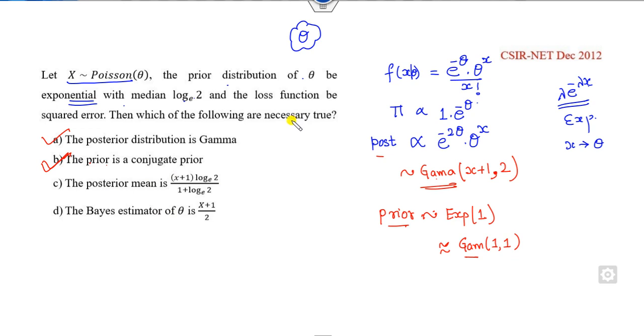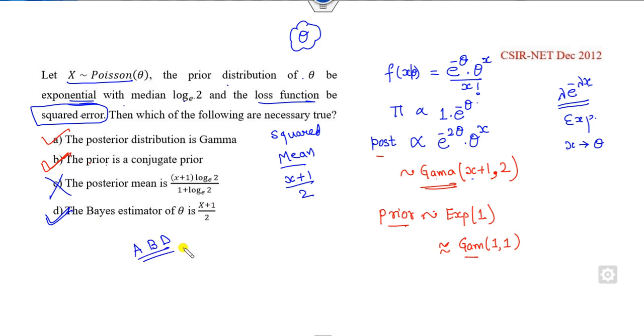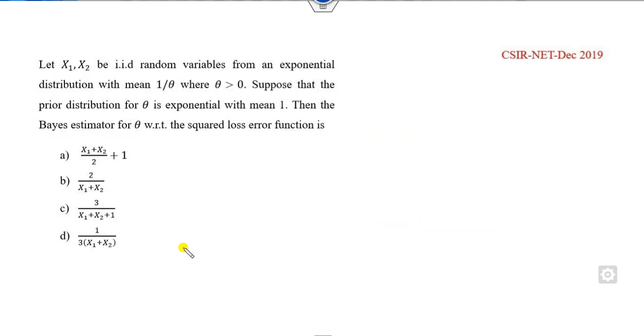What is the mean? Now you can see the loss function is squared error. Once it is squared error, as I told you in the earlier tips, it is always the mean. So what is the mean of the gamma distribution? Alpha over beta. So you can see this cancels out. So the right answers are A, B and D. You can see within a couple of seconds you can get your answers.